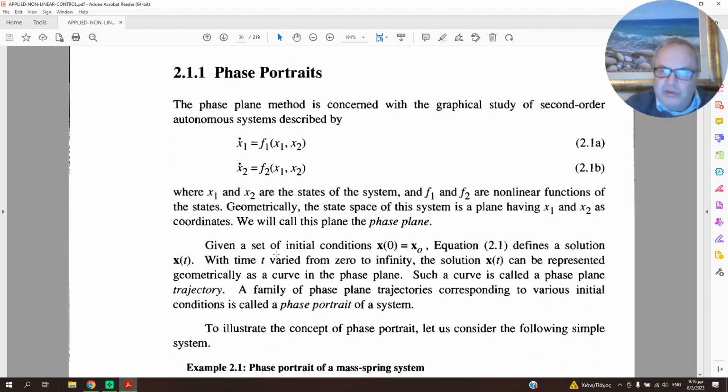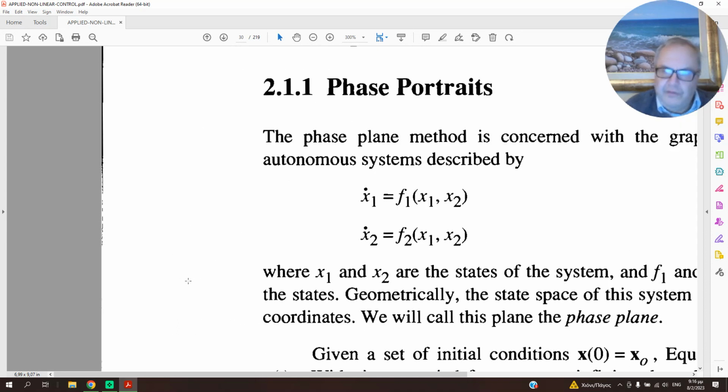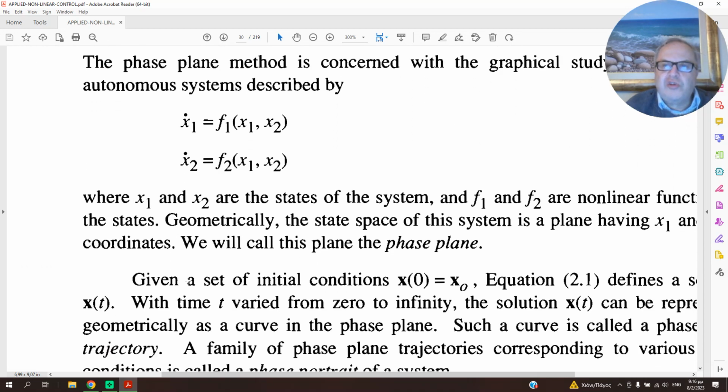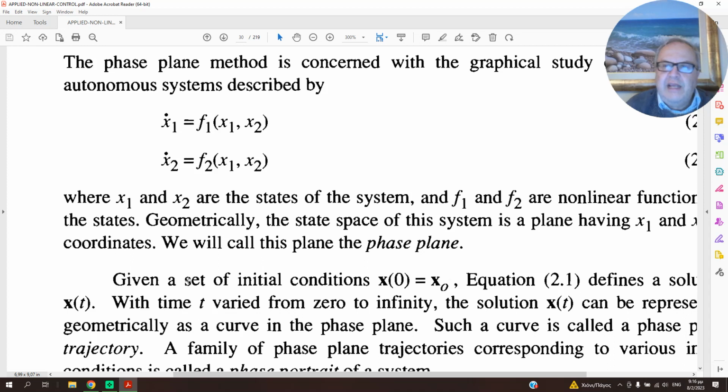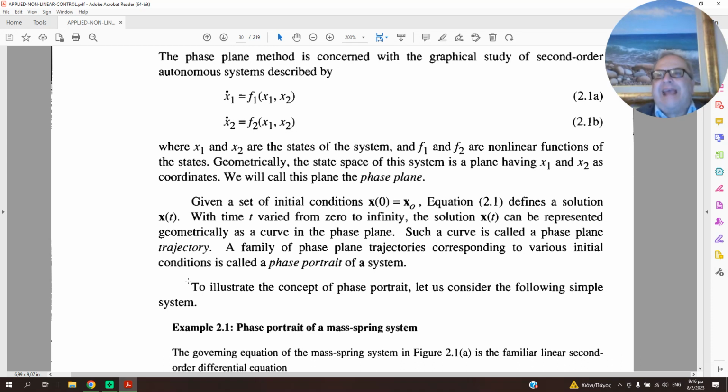Given a set of initial conditions, equations 2.1 define a solution x(t). With time t varied from 0 to infinity, the solution x(t) can be represented geometrically as a curve in the phase plane. Such a curve is called a phase plane trajectory. So here we must eliminate time.